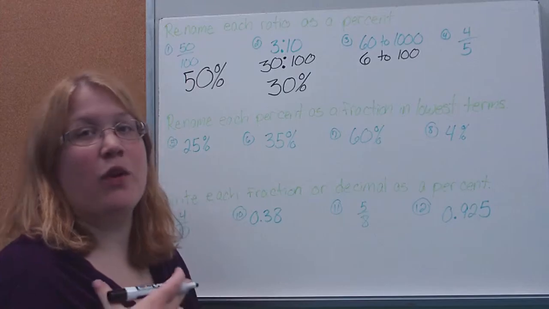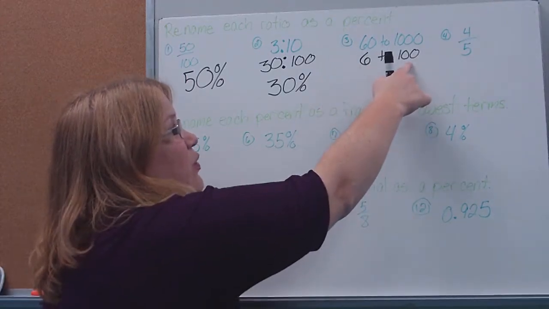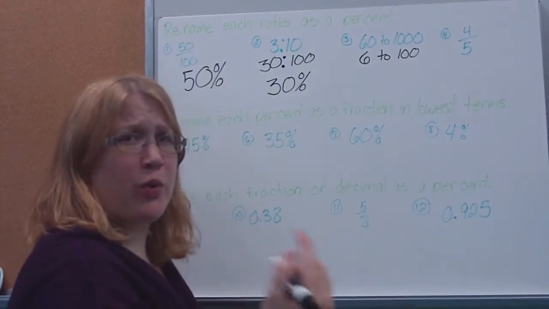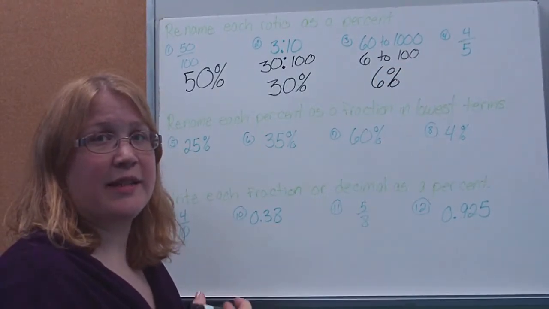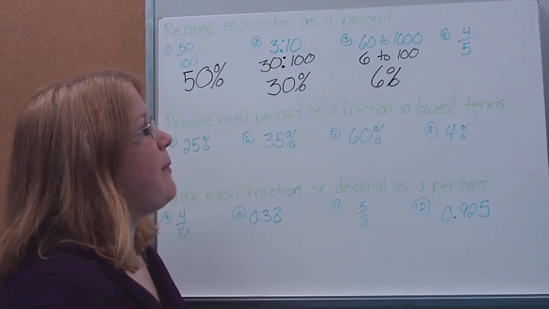6 to 10 would be my equivalent ratio. Now that it's written as a ratio to 100, all I have to do is write a percentage by my first number. So that's 6%. 6 to 10 would be 6%.